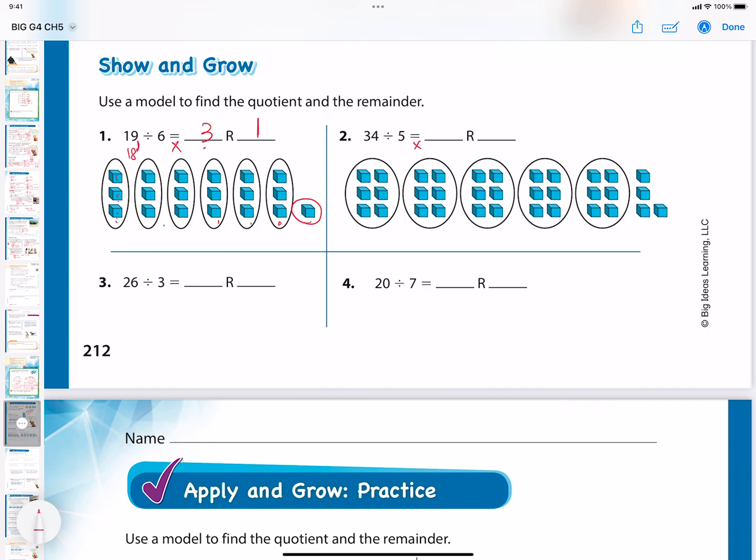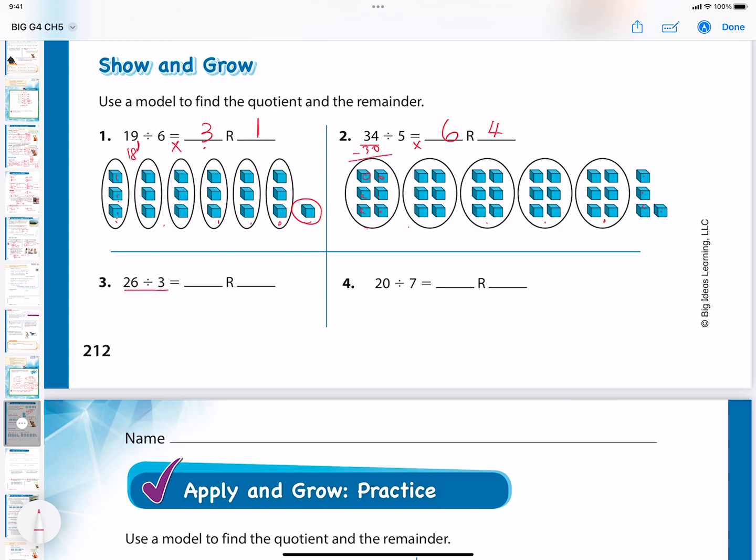Before we look at this model, let's think about this one. 5 times what number is closer to 34 but not greater? Yes, 6. Okay, we know 5 times 6 is what? 30. When you take away, remainder is what? 4. Okay, this is way easier than drawing models every single time. But until we feel more comfortable, let's use this model. So you see 1, 2, 3, 4, 5 equal groups, right? And each group has 1, 2, 3, 4, 5, 6 counters and remainder of 4.